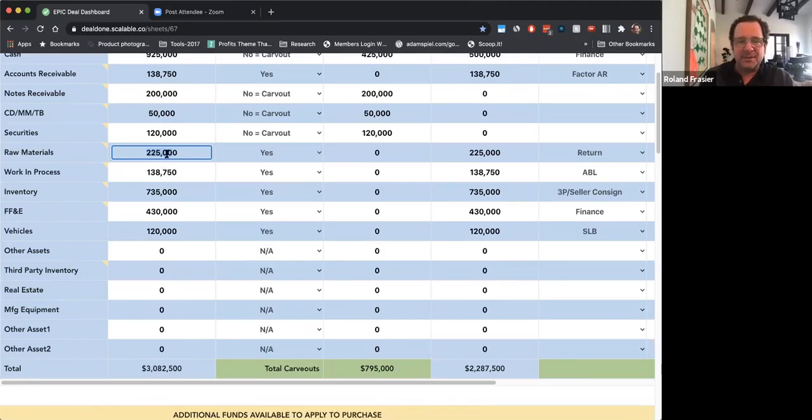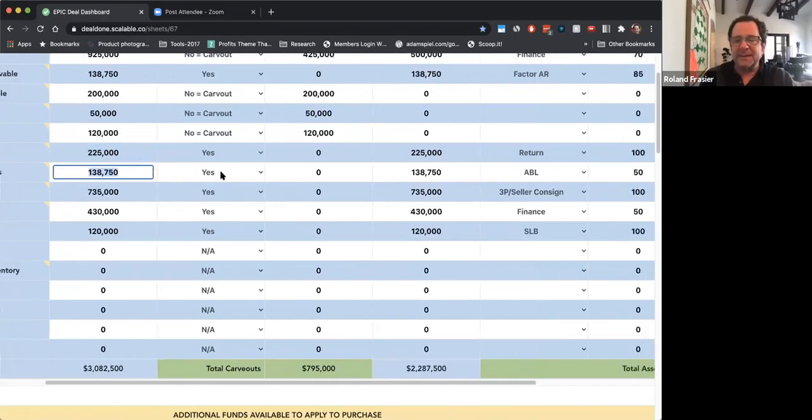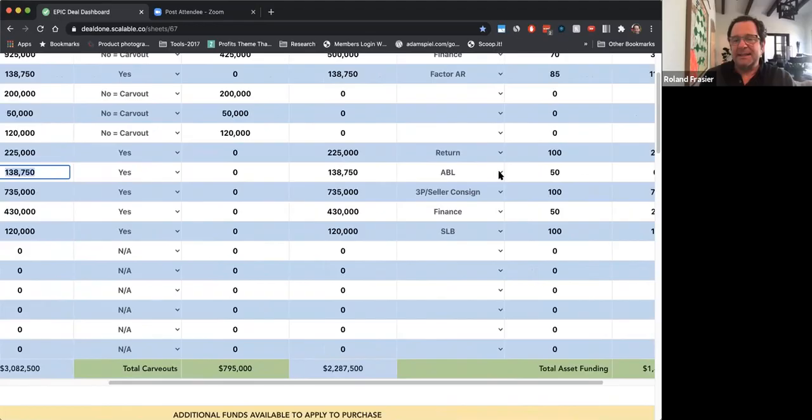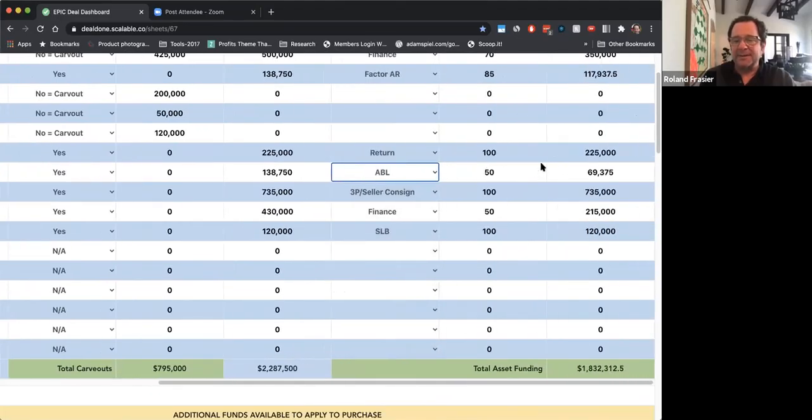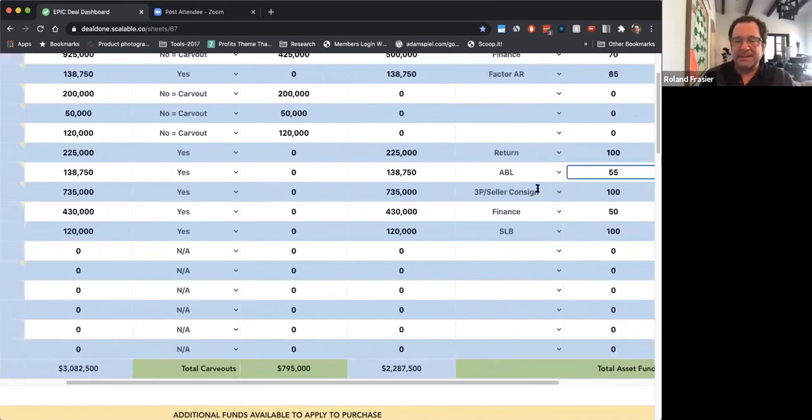So I'm going to look at returning that. My work in process, I've got 138,750. So I'm going to do an asset-based lending deal on that to get financing at about 50%. I might even be able to get 55. That's going to be 76,000.